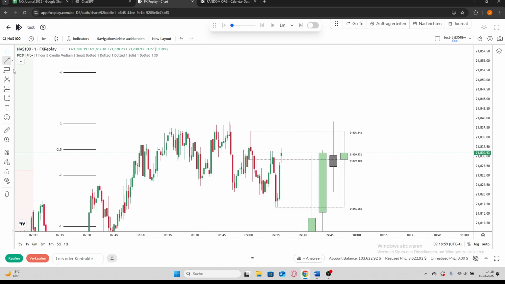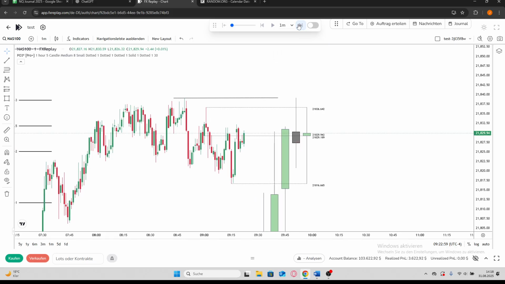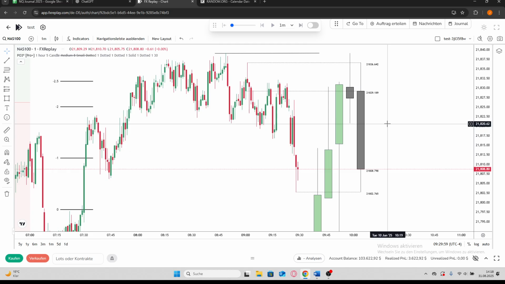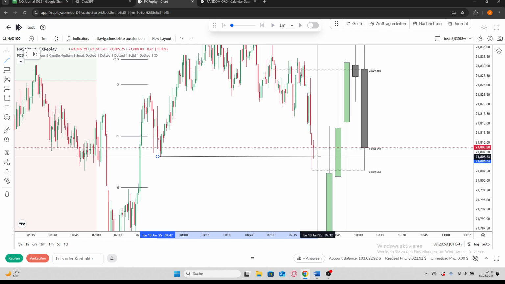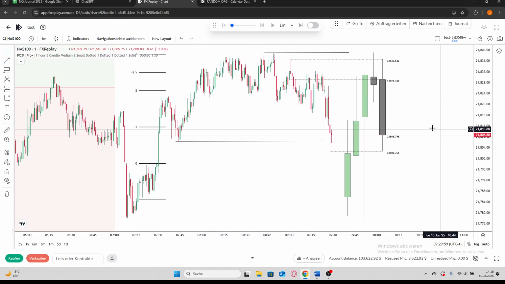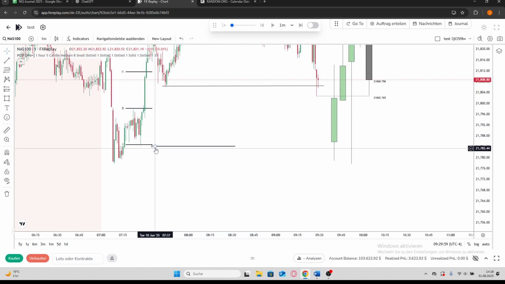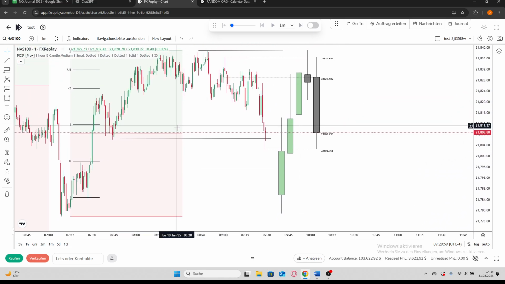So what I would like to see is that the 9 a.m. candle is sweeping this high again. I think price will just buy up now. Okay, I was wrong. Okay, now we sweep this low here. So actually maybe we can also try to long this, but I want to place my order here.